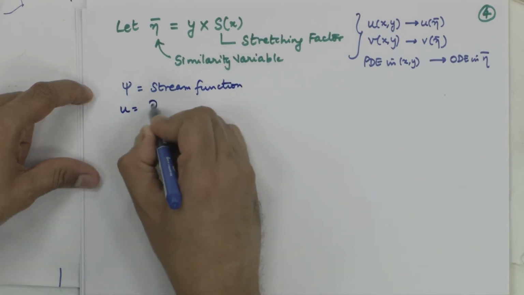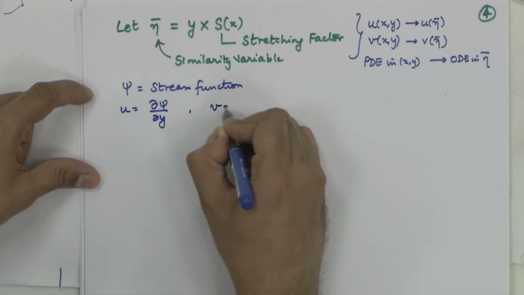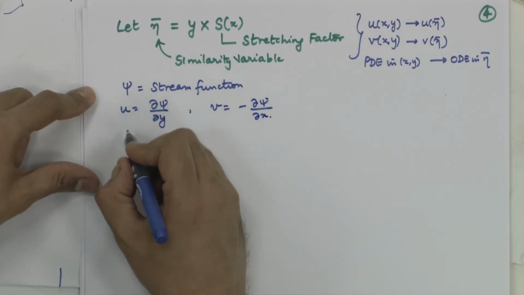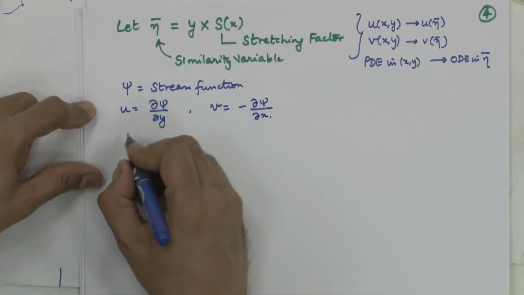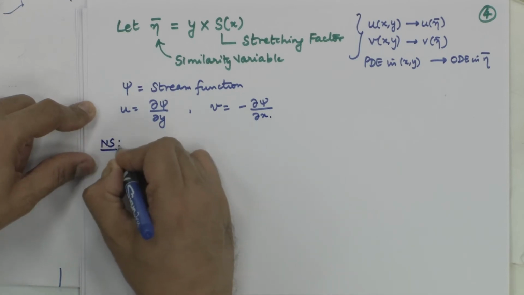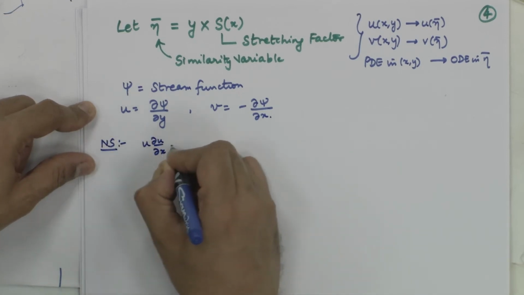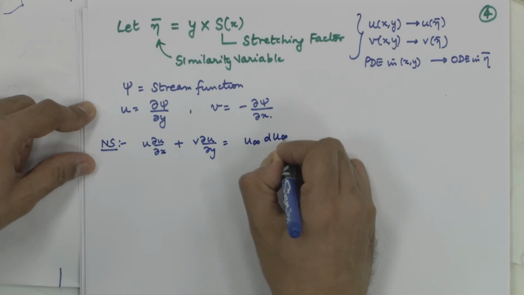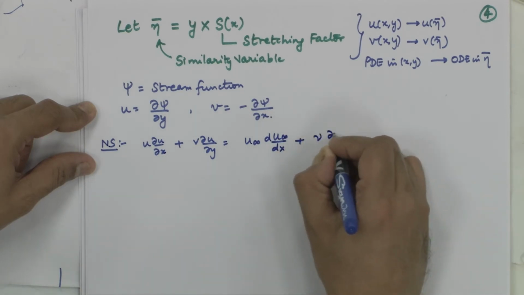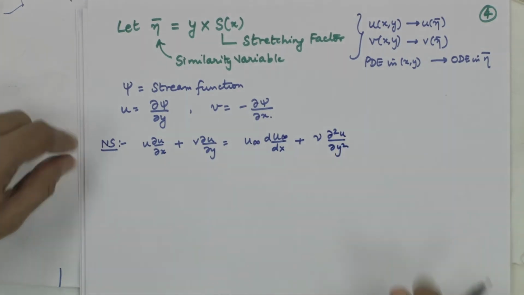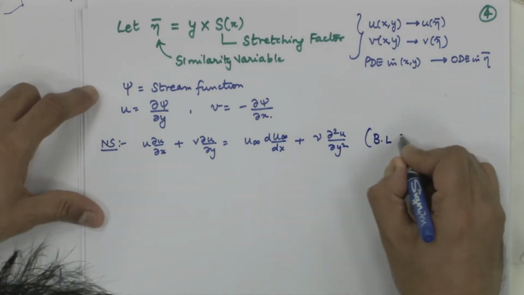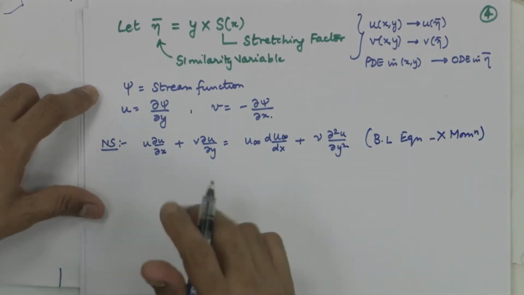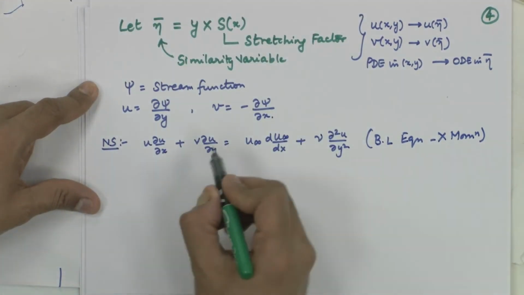By definition, u is equal to d psi by dy, v equal to minus d psi by dx. This automatically satisfies continuity. So, what are my boundary layer equations? We have Navier-Stokes equation, we have u du by dx plus v du by dy is equal to u infinity du infinity by dx plus nu d squared u by dy squared. This is your x momentum boundary layer equation. This was derived earlier. Okay, so now we want to write everything in terms of this stream function.